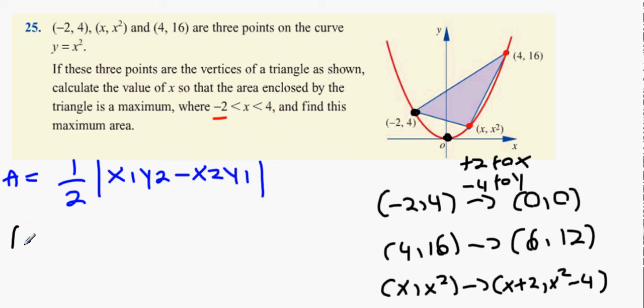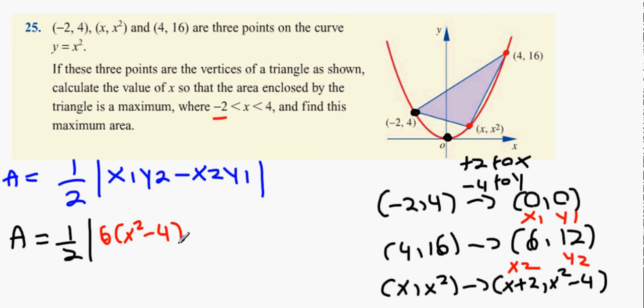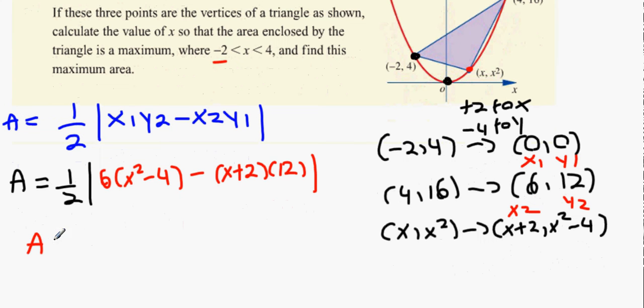Okay, so we're going to get A equals a half the modulus of x1 y2, so we're just going to label them x1 y1 x2 y2. So it's going to be 6 times (x squared minus 4), and then minus x2, which is going to be x plus 2, multiplied by 12. And what I'm going to get here is area equals a half. It's going to be 6x squared minus 24.